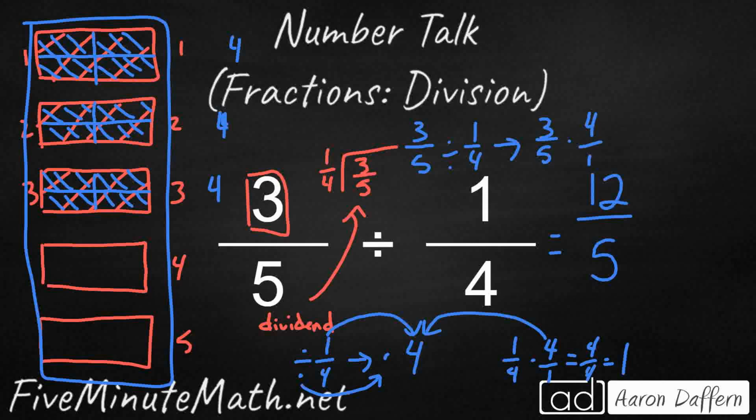Now we can keep the 4 over 1 because that helps us visualize our fraction multiplication, but look what you get. 4 times 3 is 12. 5 times 1 is 5. 12/5.